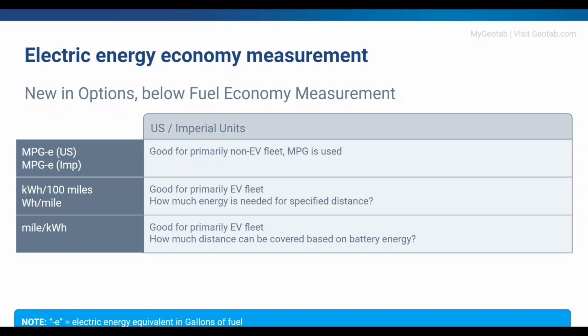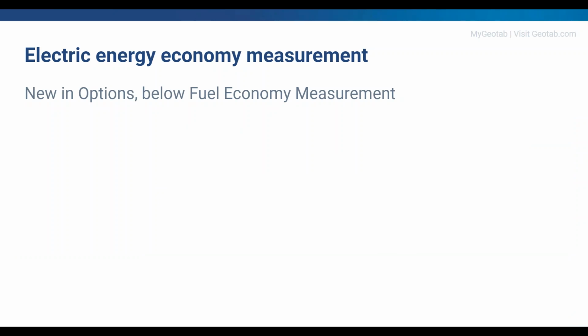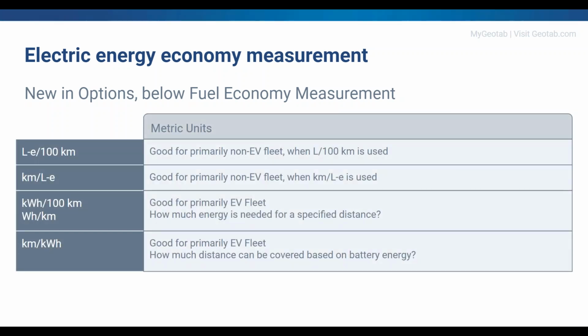Okay, the next one is the same. So I showed the US imperial units. For those of you who are in metric, we have the same available in metric. So the same equivalent units. For you, we have the liters equivalent per 100 kilometers, kilometers per liter equivalent. And then the same thing as for our US imperial, we have the kilowatt hours per 100 kilometers, watt hours per kilometer, kilometer per kilowatt hour. Again, that last one is the one you want to look at to see, am I getting the real world range based on the battery size that I have.